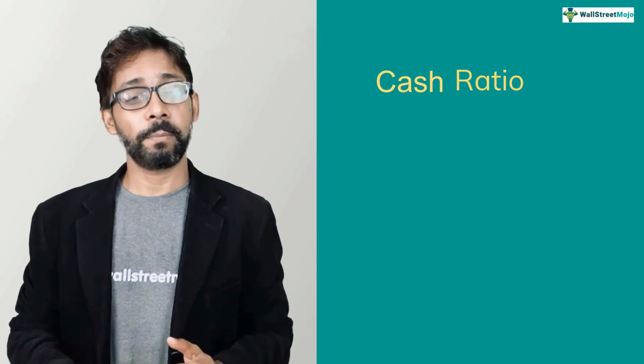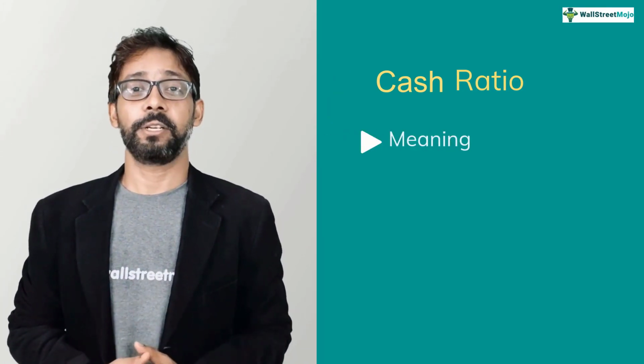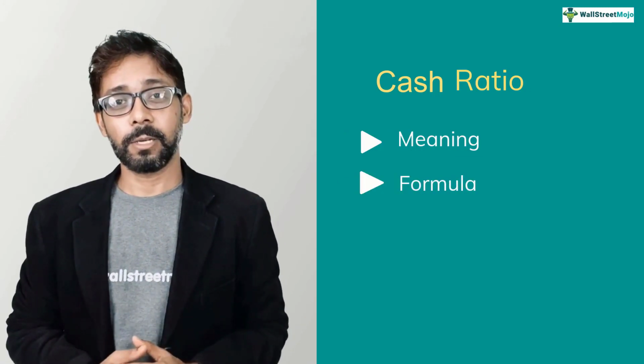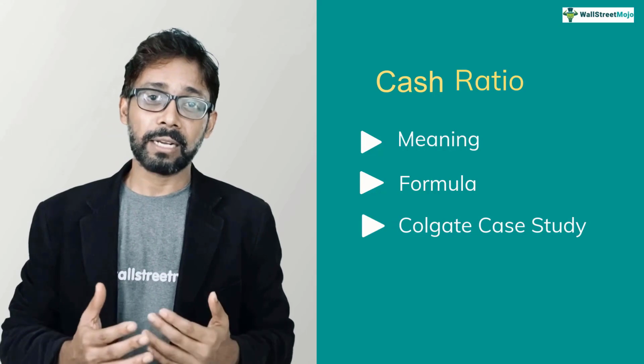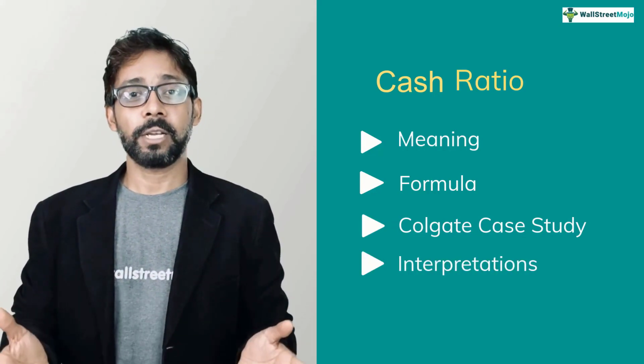So in this tutorial we basically have 4 objectives. Number 1, understand what cash ratio is all about. Number 2, what is its formula and the calculations. Number 3, apply that formula and calculations on Colgate case study. And number 4, what are its interpretations altogether.